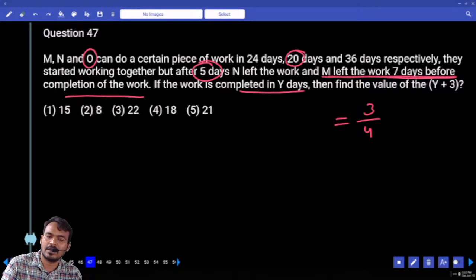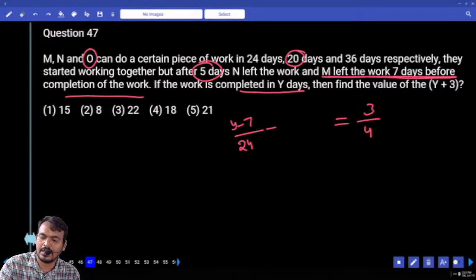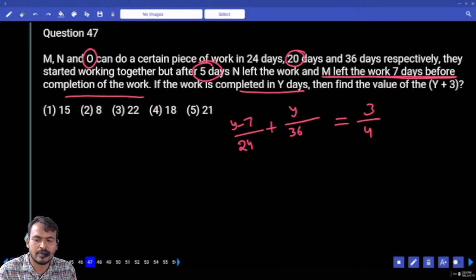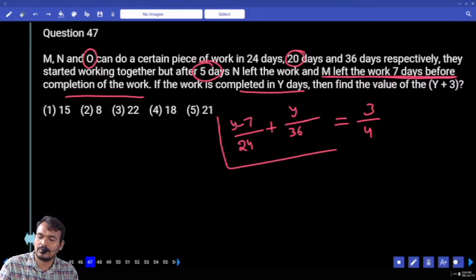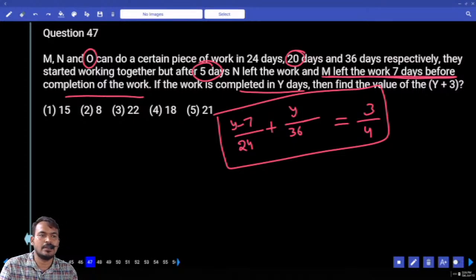Okay. What is the 1 day work of M? 1 by 24. But he worked compared to O, how many days are less working? 7 days. Then we write Y minus 7 or Y plus 7? Y minus 7. What is the 1 day work of O? 1 by 36. He worked for Y days, sir. Y minus 7 days work of M and Y days work of O, both are adding, that is total work. What is the denominator? 24 and 36. LCM 72. 24 how many times? 3 times. 3y. 36 means 2 times.